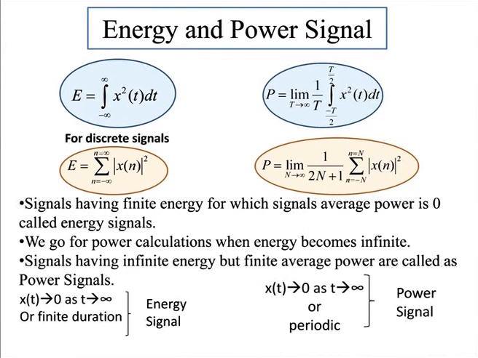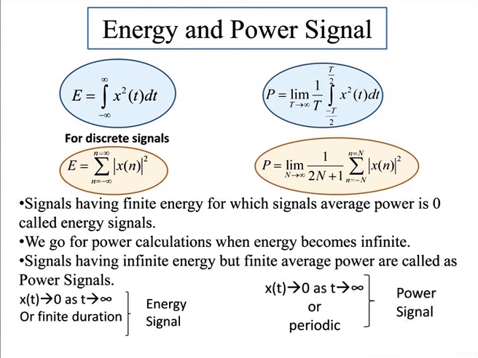Energy and power signals. In continuous time, energy is defined as minus infinity to plus infinity x square t dt, and power is defined as p equal to limit t tends to infinity 1 by t over the period x square t dt. So, power is always computed over the period.